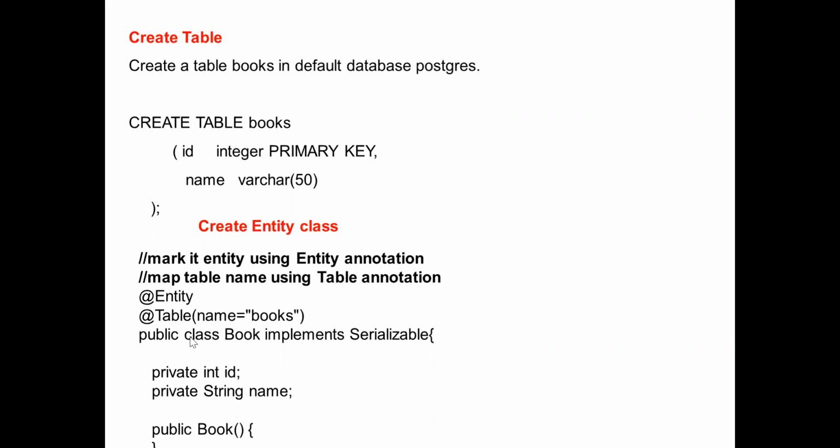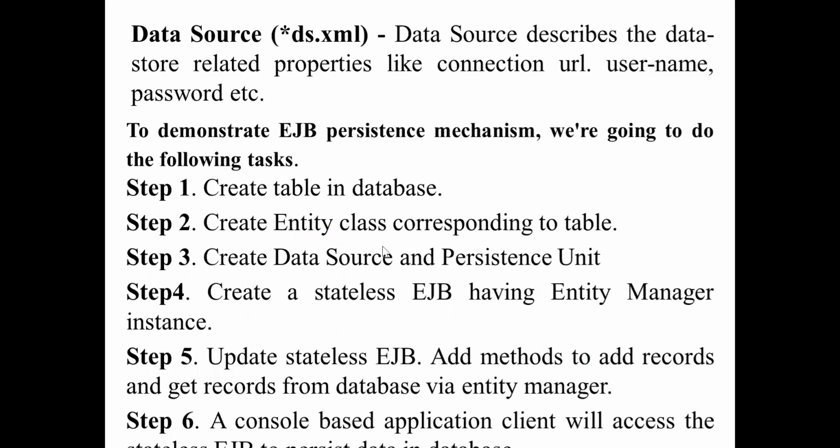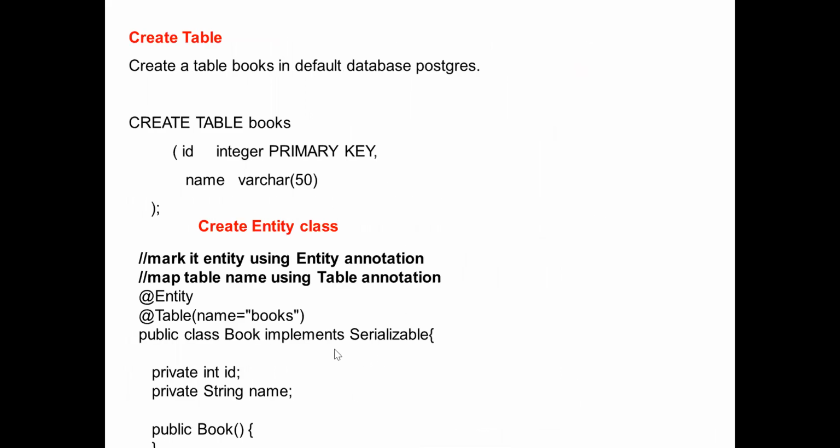Okay, first we have to create a table. The name is book, and I can use some parameters: ID integer is primary key, and name is varchar. Then we have to create the second step. We can call it create the class, so create the class corresponding to the table.